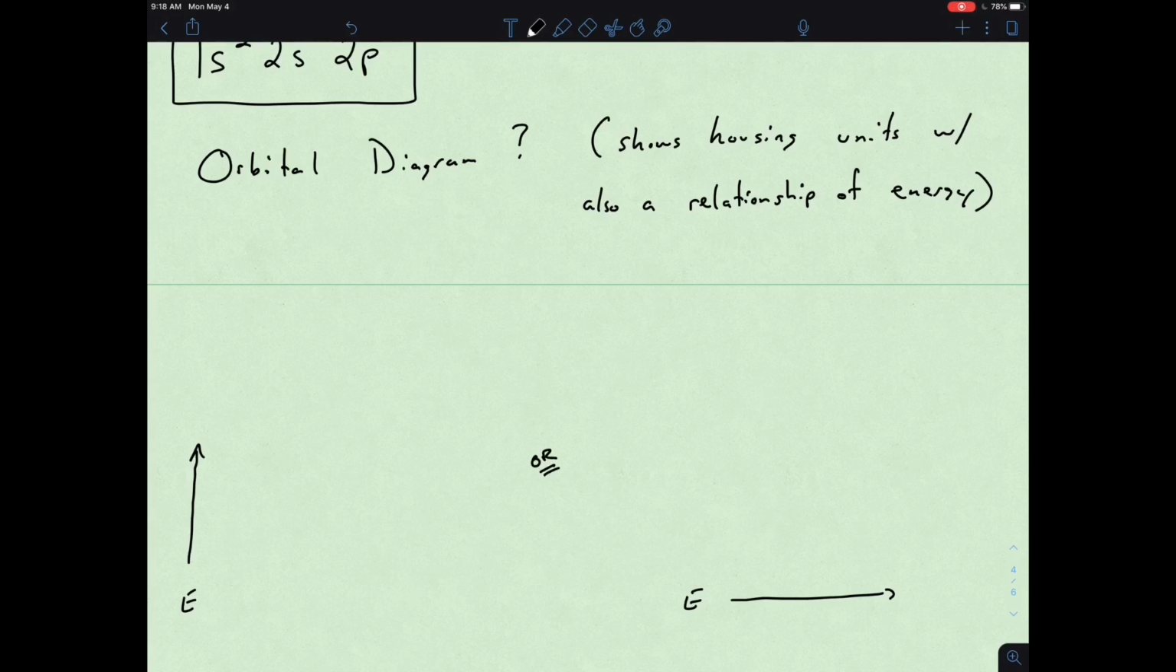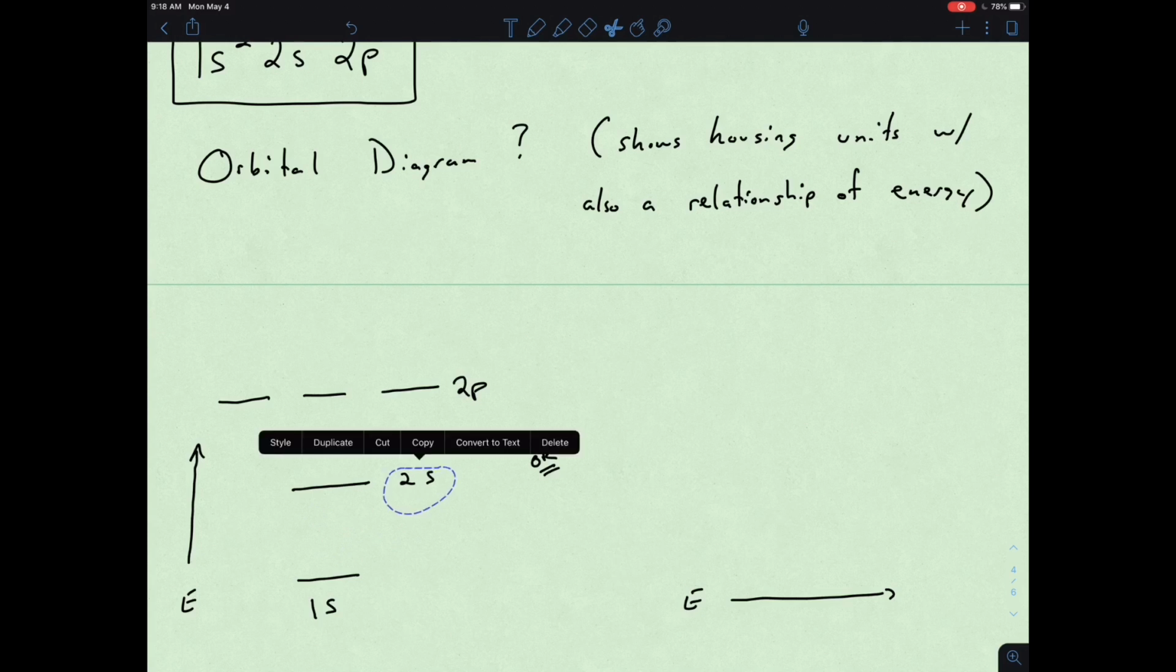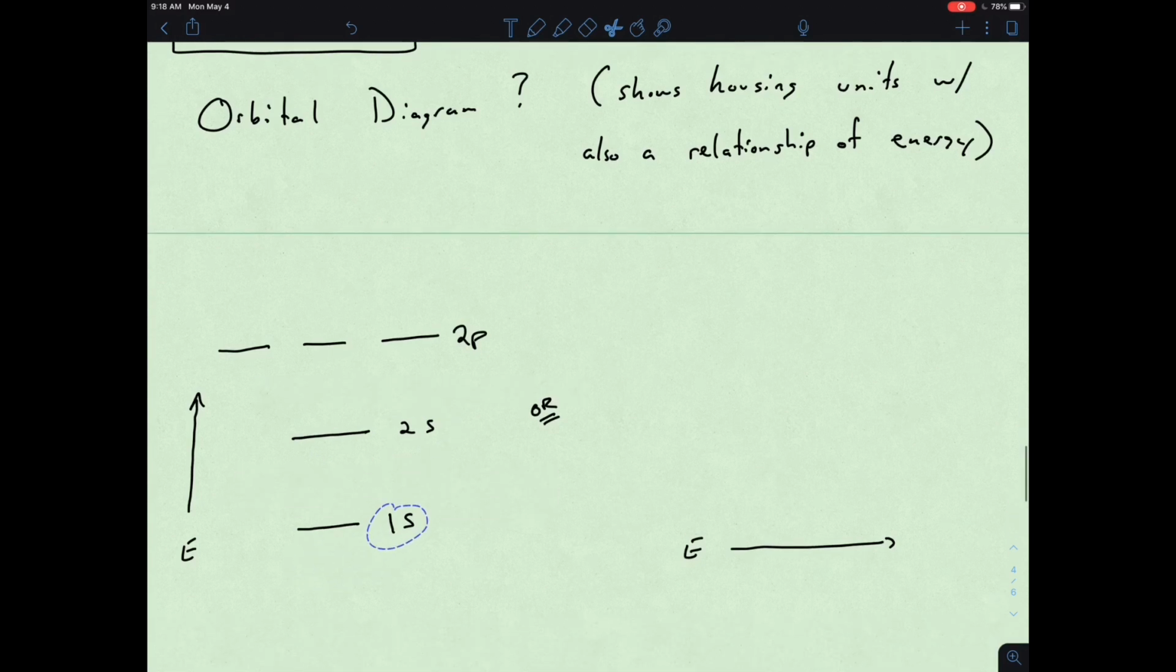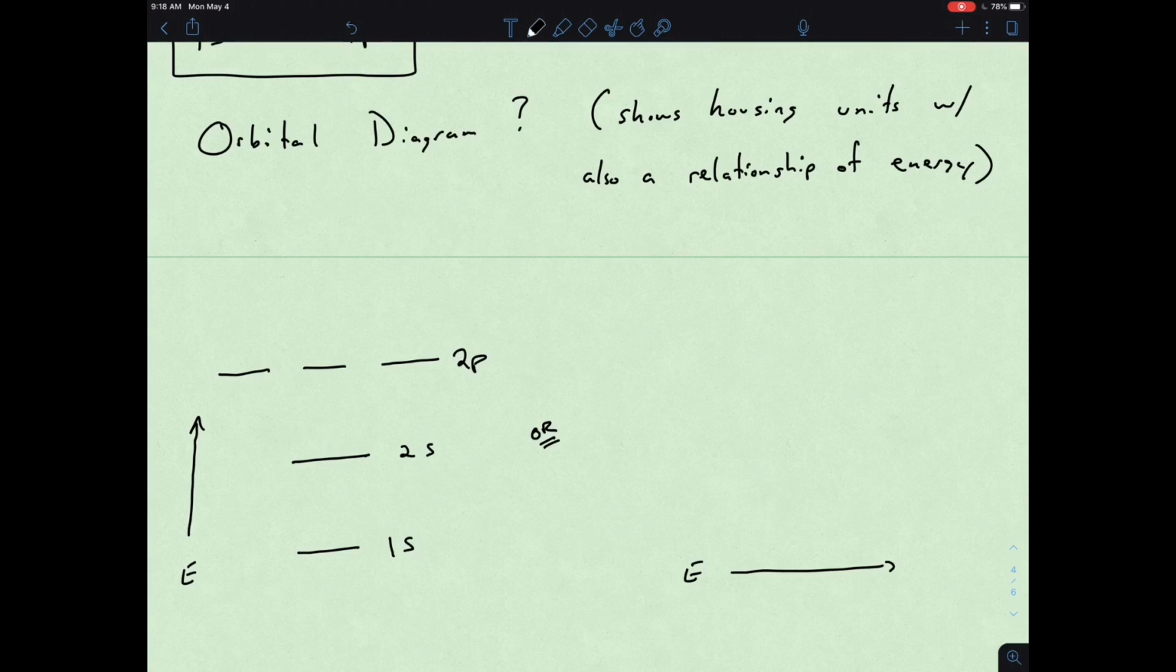And so we would write first our 1s, then we have our 2s, and then we have our 2p. Right? Those are the levels that we have, and maybe it'd be better to put those just on the side. And then the other way to write that would be 1s, 2s, 2p in this framework. So they're both really kind of saying the same thing. It's just whether it's vertical representation or horizontal representation.